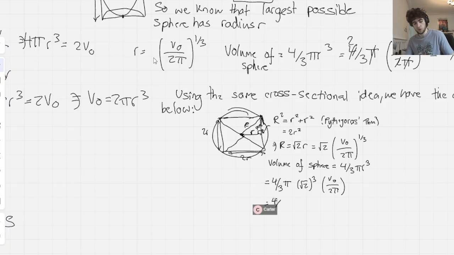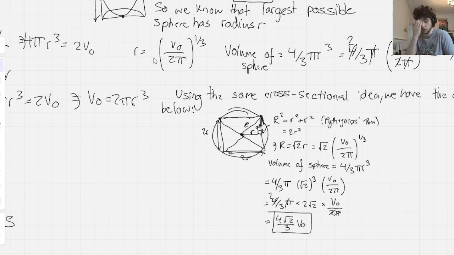So we're going to get here 4 over 3 pi times 2 root 2 times v naught divided by 2 pi. So a factor of 2 cancels out, the pi cancels out, and we end up getting 4 root 2 over 3 v naught. So the volume of our smallest possible sphere, which can enclose our cylinder, is indeed going to be 4 root 2 over 3 times the fixed volume of our biscuit tin.